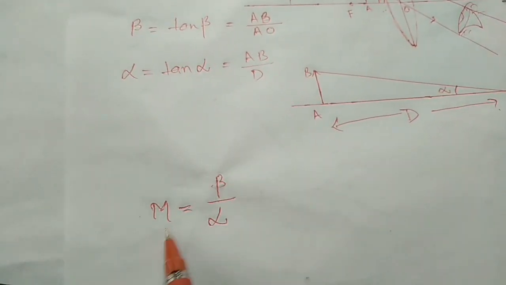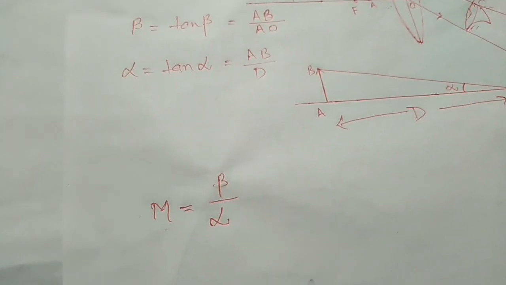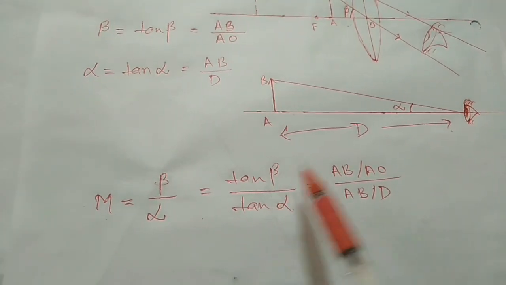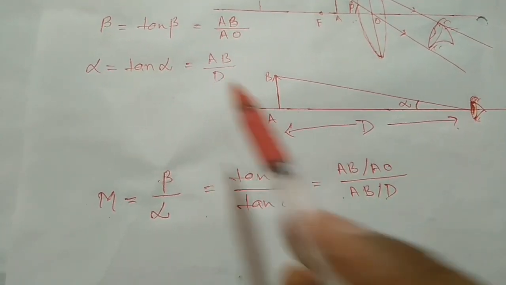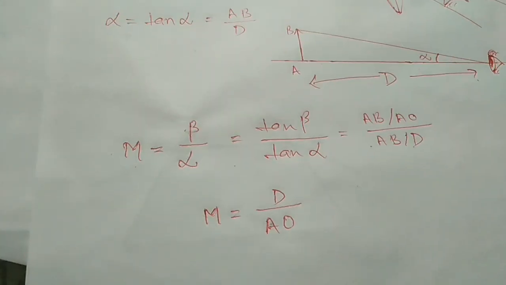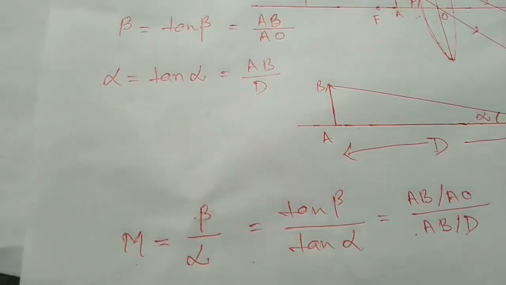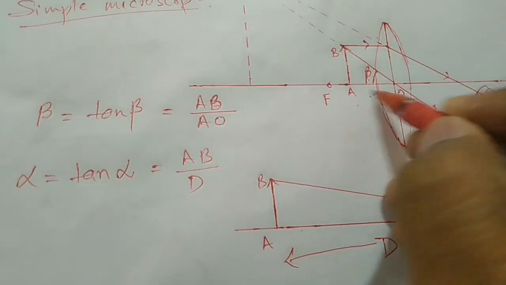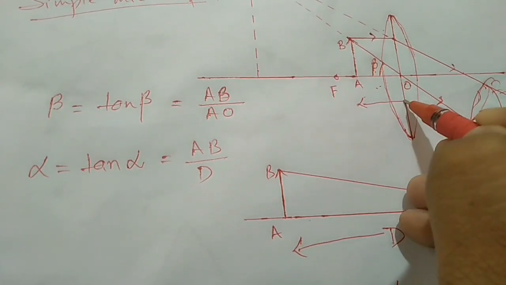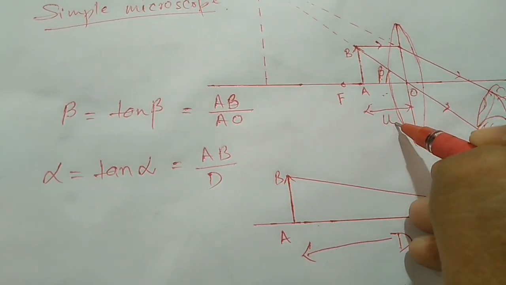According to the definition, magnifying power is equal to beta upon alpha, or tan beta upon tan alpha. And their values are AB upon AO and AB upon D. AB will be cancelled. So after cancelling AB, what is remaining? D upon AO. What is AO here? AO is the object distance, and the object distance has symbol U.